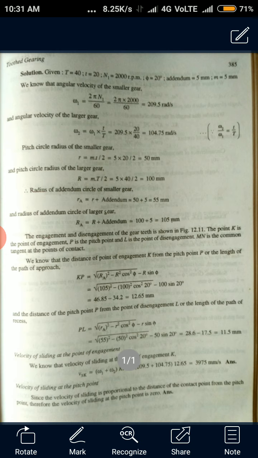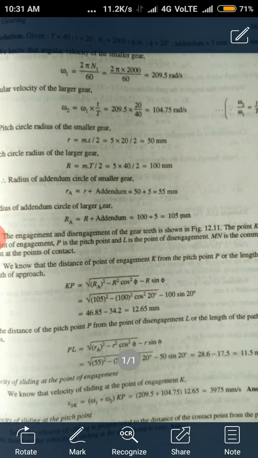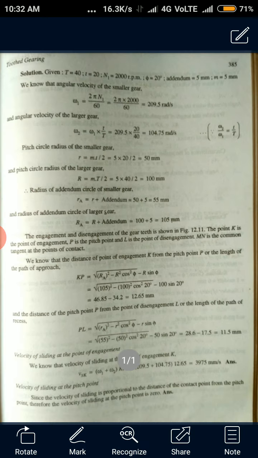We know already. The velocity of sliding at the engagement is given by omega 1 plus omega 2 into the length of path of approach. The sliding velocity during the disengagement is given by omega 1 plus omega 2 into the length of path of recess. And at the pitch point, the sliding velocity is always 0.